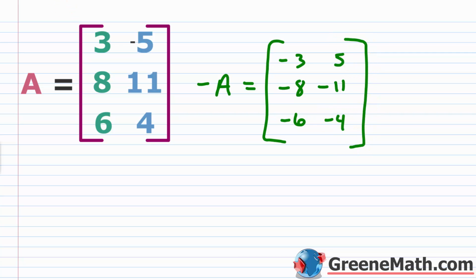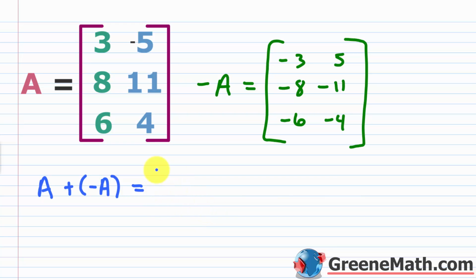So what happens is if I add A plus negative A, I'm going to end up with a 0 matrix. And in this particular case, I'm going to have a 0 matrix that's 1, 2, 3 rows by 2 columns, so it's a 3 by 2. You could write that if you want, or again, it's going to be obvious that it's a 3 by 2, so you can just leave that 0 as the notation.